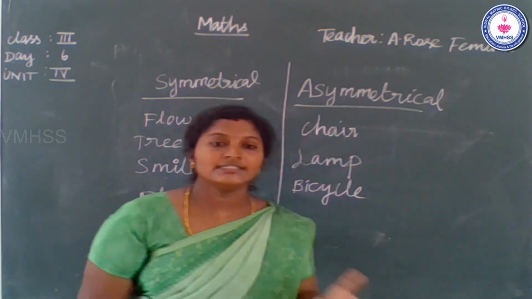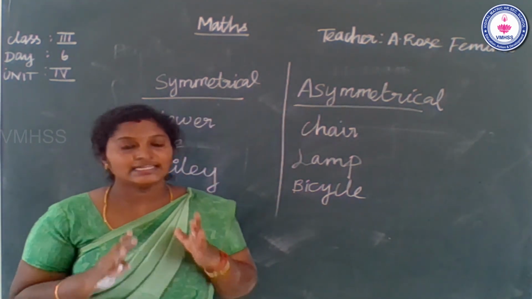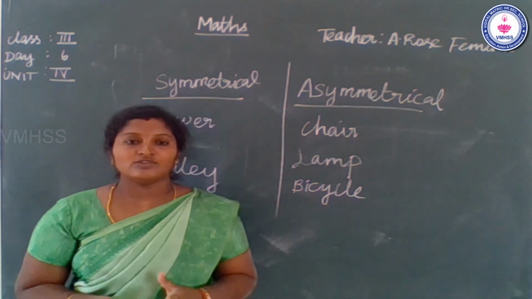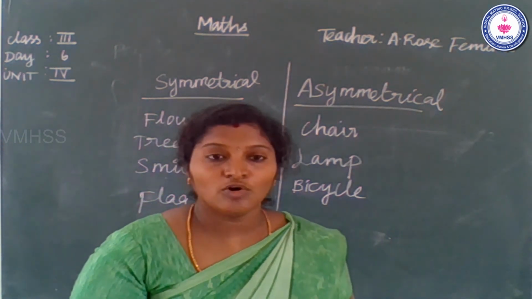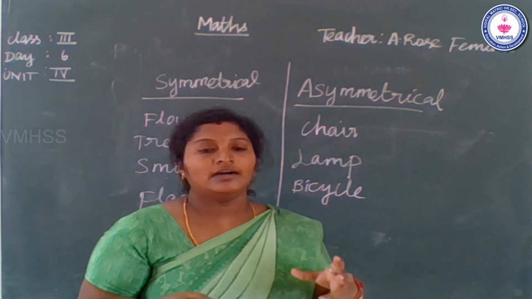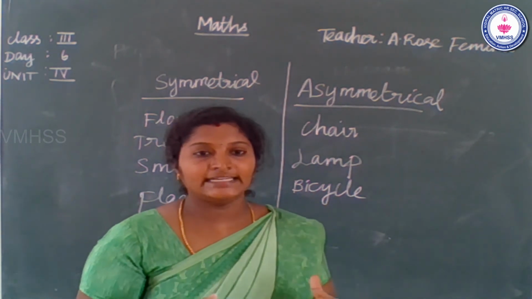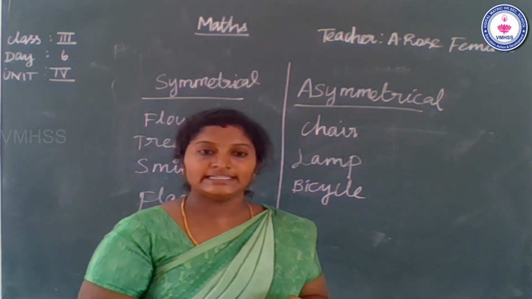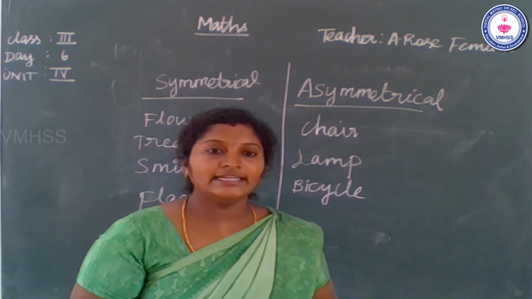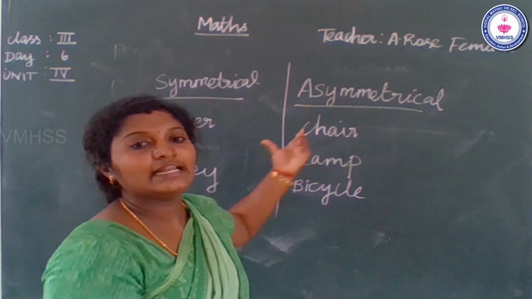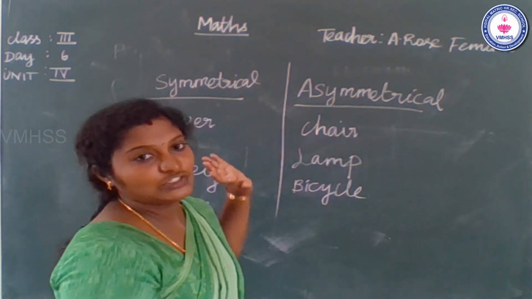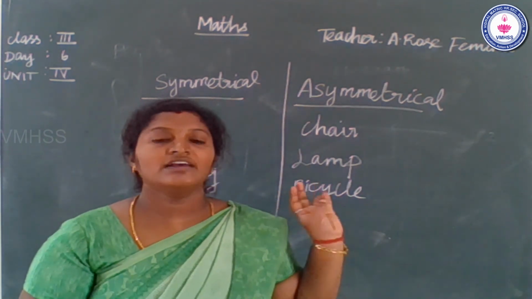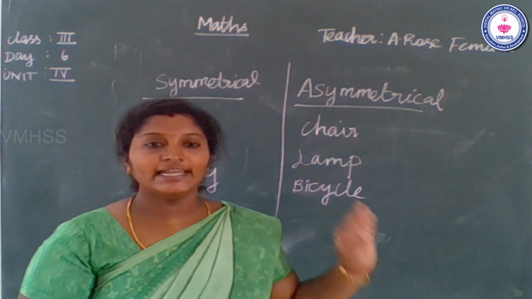Okay, so students, how do we identify symmetrical and asymmetrical today? Okay, students, today's class is very interesting. Okay, students, homework for you. Select fruits, vegetables, letters, and write them, dividing into symmetrical and asymmetrical. Which one is symmetrical and which one is asymmetrical? Fruits, vegetables, letters, or anything.